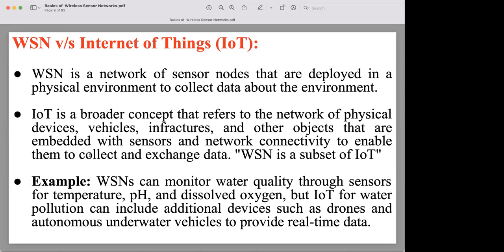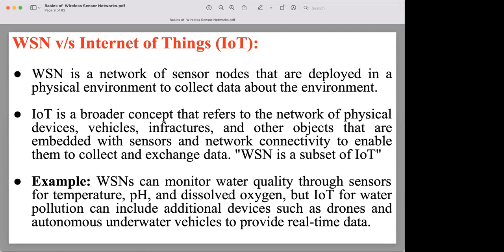Say, for example, I take water pollution monitoring. What is the wireless sensor network in that case? Your sensor nodes can monitor the water quality through sensors, and these sensors are some sort of temperature sensor, pH level sensor, dissolved oxygen sensor.